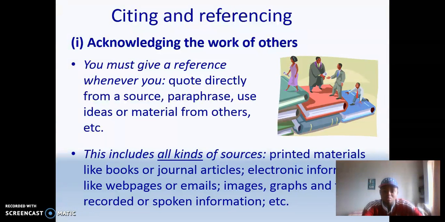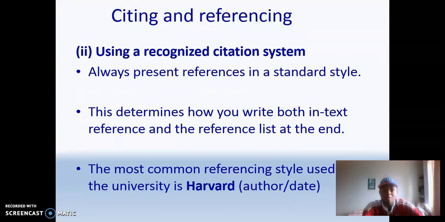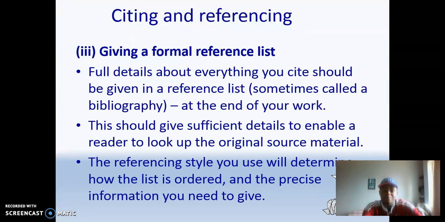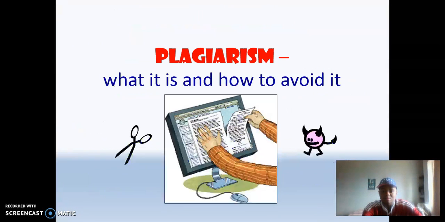And this includes all sorts of material from printed, like books, journal articles, images, graphs, tables. The list goes on. Using a recognized citation system. This is where we're talking about Harvard referencing, where it has author and date. And again, a formal reference list. Now lastly, we cover plagiarism, what it is and how to avoid it.